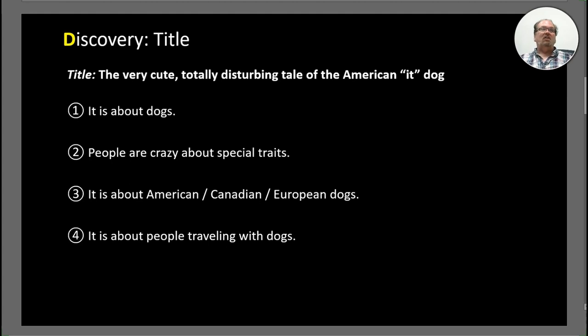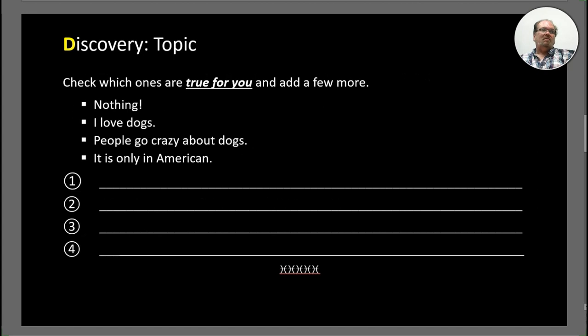I just put 4 ideas, and you choose. Which ones are true for you? Now, this is not what do my friends know. This is about what's me. What do I think? Maybe I know nothing about the idea, because maybe you don't like dogs. Maybe you don't like pets. I have friends that don't like pets. They are allergic to different kinds of pets, so they really don't like pets.